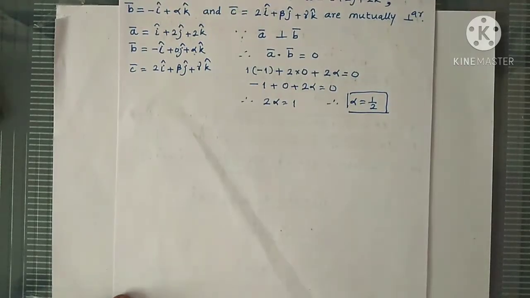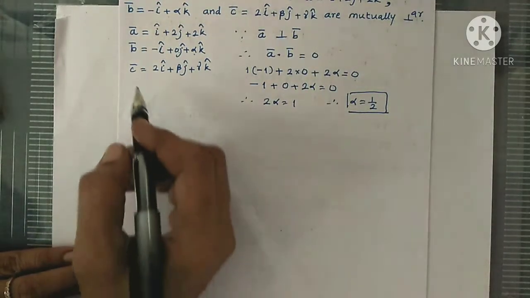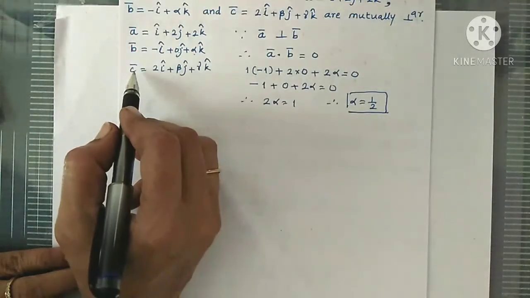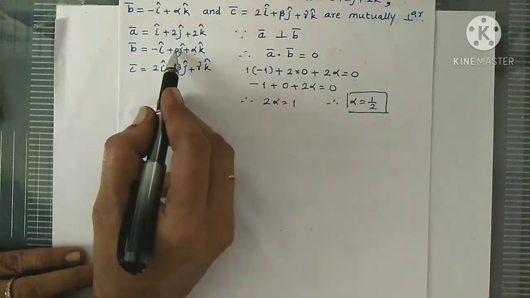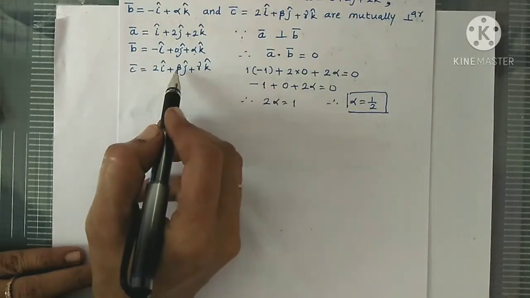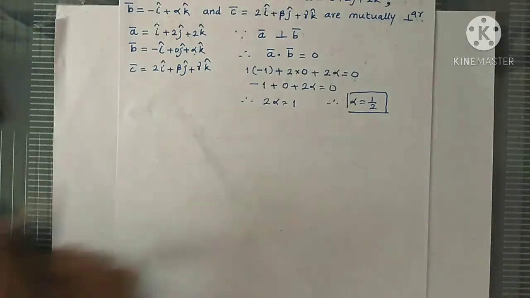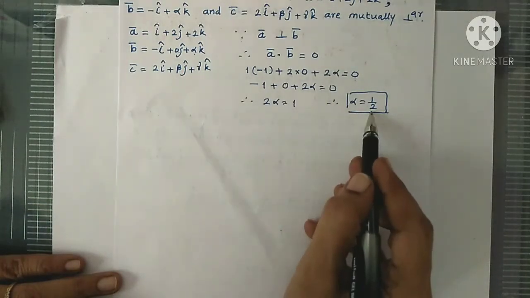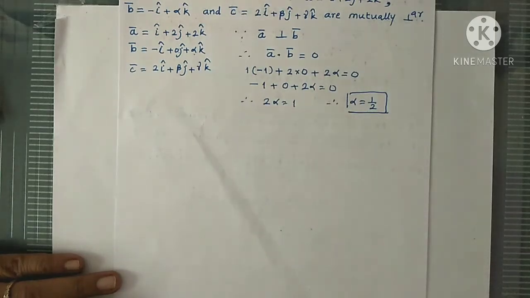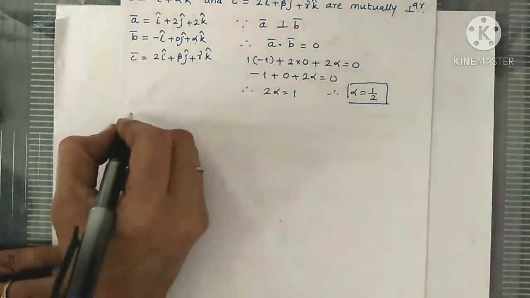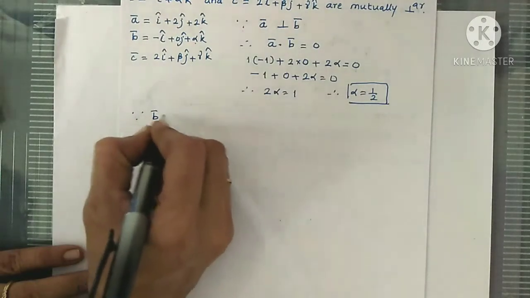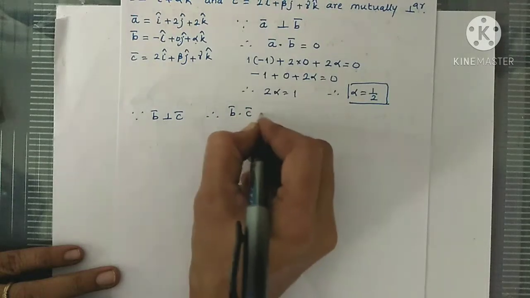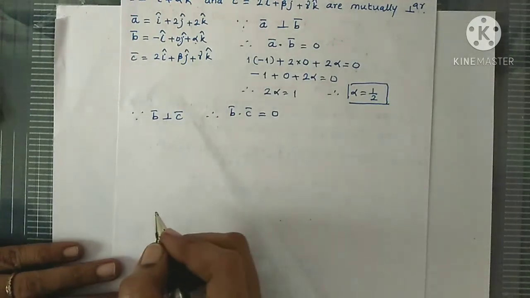Now let's write the equation for b bar and c bar. b bar is perpendicular to c bar. Instead of a bar dot c bar, I am using b bar dot c bar first, because when we multiply this, 0 into beta will be 0. So we will have only alpha into gamma, but already we have alpha as half. So solving this, we will get the value of gamma. Since b bar is perpendicular to c bar, therefore b bar dot c bar equals 0. Now you can substitute the vectors.